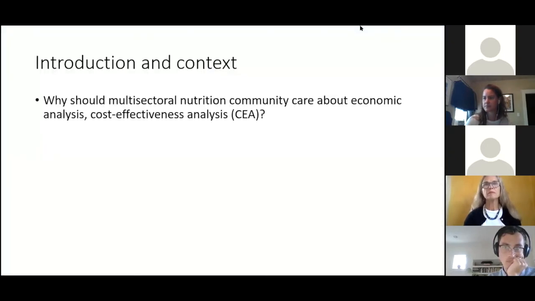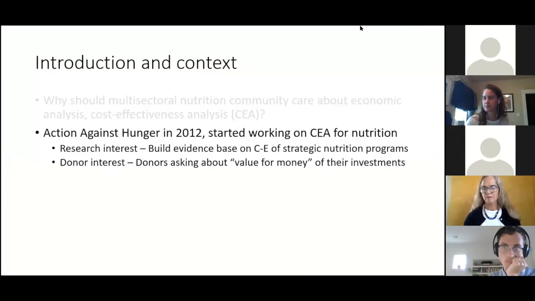Just a little bit of background and introduction. Why exactly should the multisectoral nutrition community care about economic analysis and specifically cost effectiveness analysis? Well, the answer may be more obvious now. Back in 2012, Action Against Hunger was one of the first NGOs that really started systematically looking at cost effectiveness analysis for nutrition. And there were 2 reasons for this.